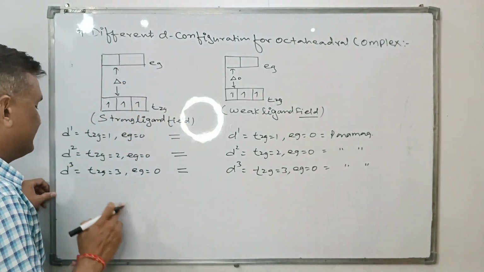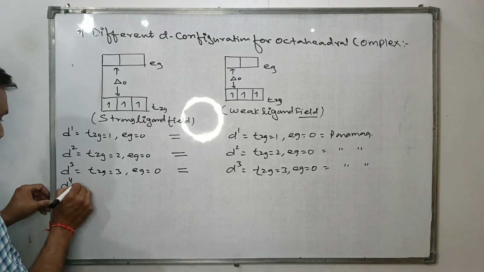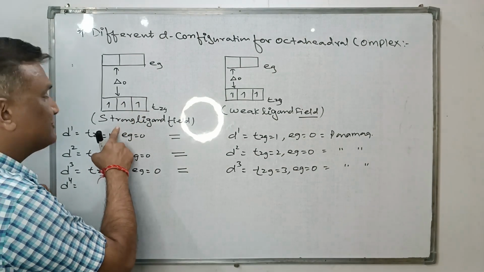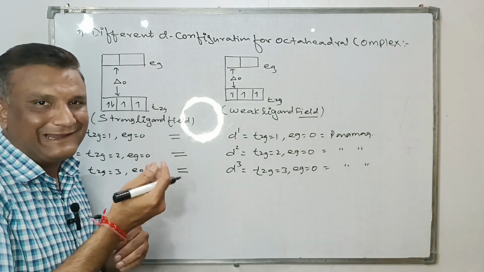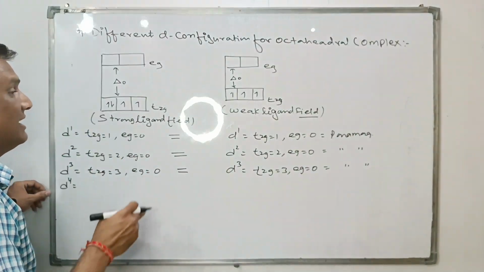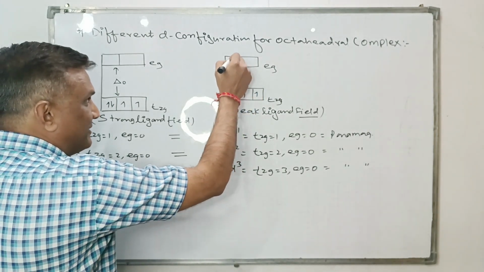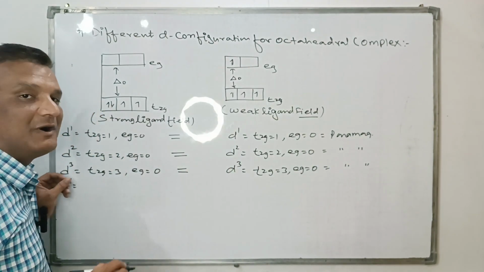Now I would like to go with the d4 configuration. This is the d4 configuration. This is the fourth electron. Here is the strong ligand, so pairing will be in low spin, or you can say a hyperligated complex will form. And if we go with d4 for this, then energy gap low होने के कारण particular outer spin या higher spin complex का formation होगा.